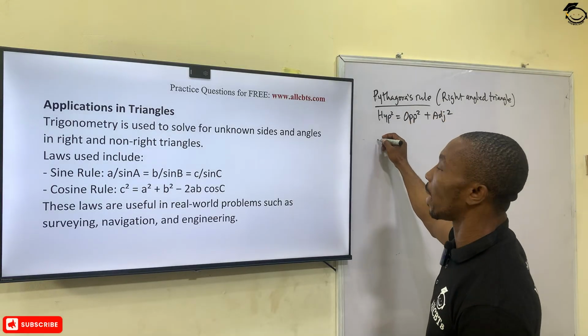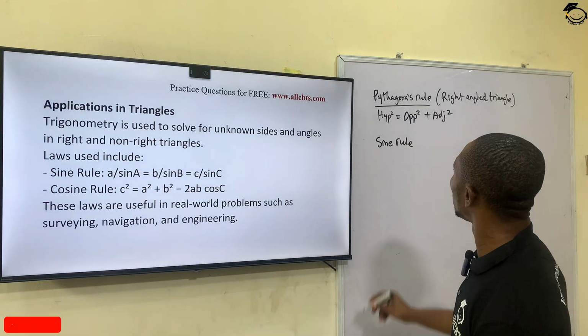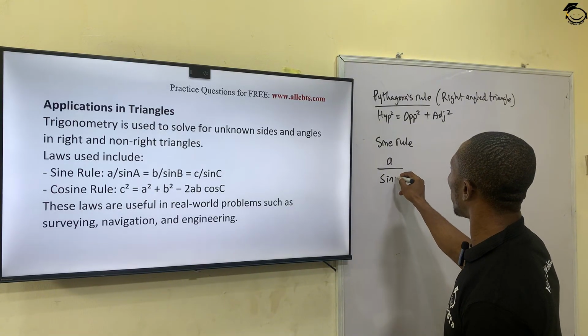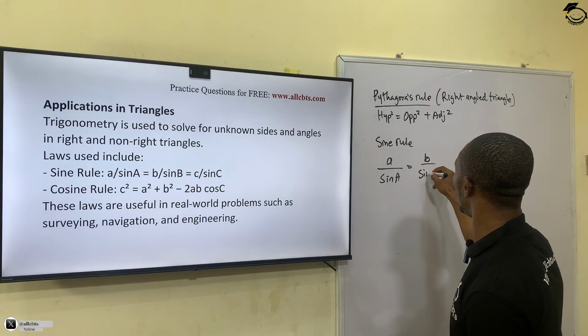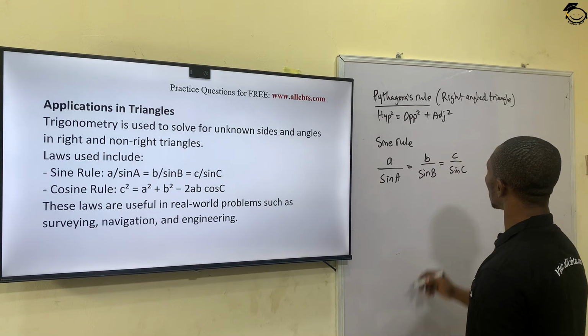Now the second one we have is the sine rule. The sine rule is used for finding sides of a triangle when we have two angles and a side. So we have A over sine A, B over sine B and C over sine C.